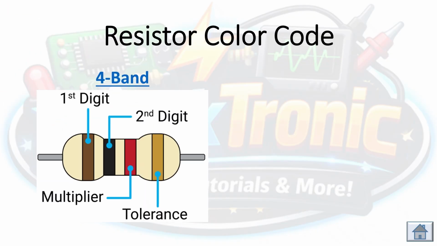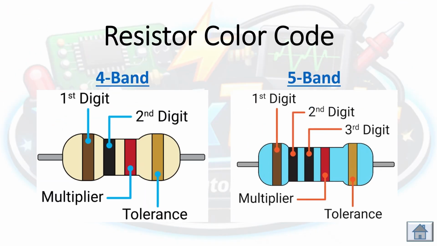Now we're done with the 4-band resistor and the 5-band resistor, and we've already determined how to get the nominal value for each. Now, let's take a look at the tolerance. What's the significance of that last color for both types of resistors?